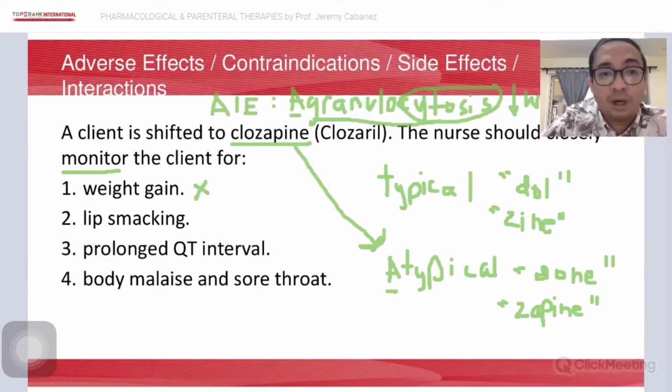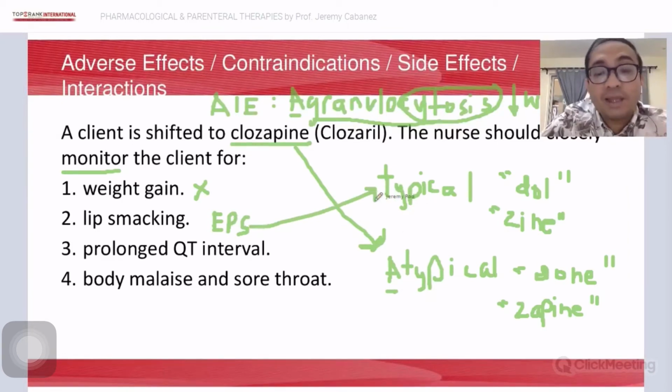Number 2, will you monitor closely for lip smacking? Kanino ba usually nag-a-appear yung EPS? Okay, lip smacking is a type of EPS. What is EPS? Extrapyramidal side effect, which is called your tardive dyskinesia. Ano daw ang tawag sa lip smacking? This is called your tardive dyskinesia. Okay, now tardive dyskinesia is caused by short-term or long-term use of the drug? This is usually caused by a long-term intake of the drug. What type of drug commonly nag-appear si EPS? Sa typical ba or sa atypical? Usually, EPS is most commonly for typical antipsychotic. So, we eliminate number 2.